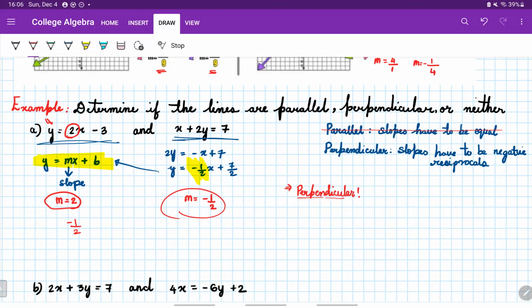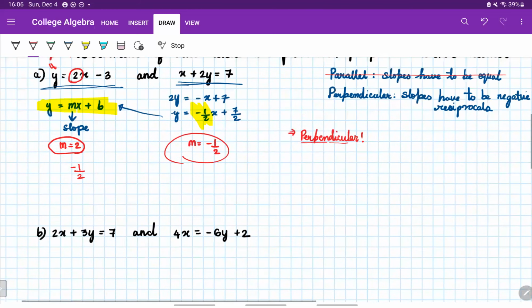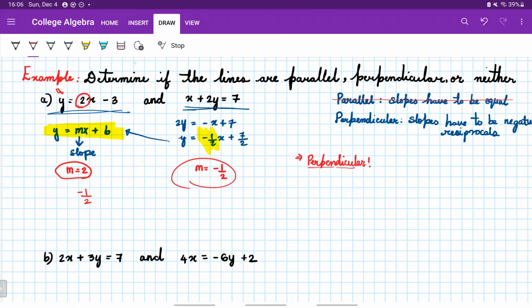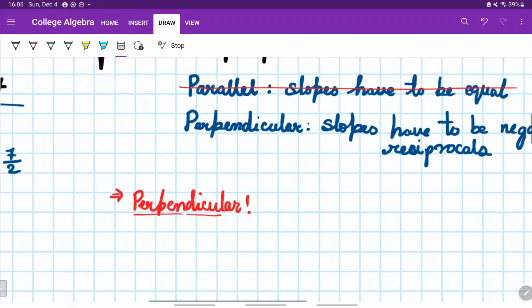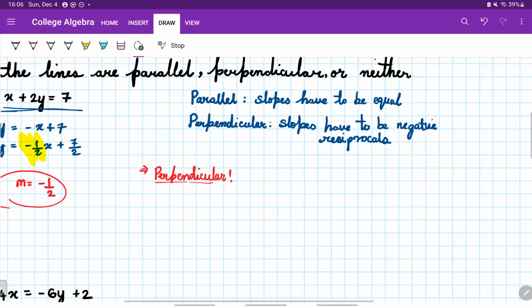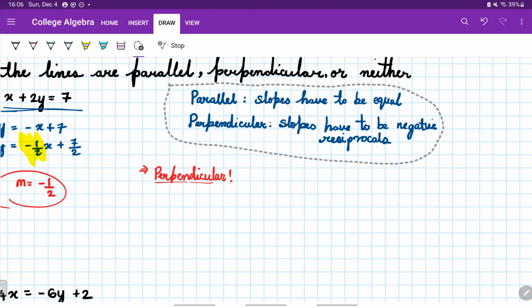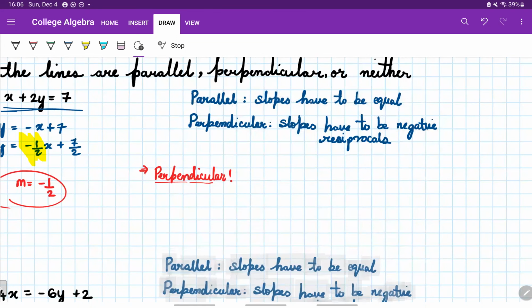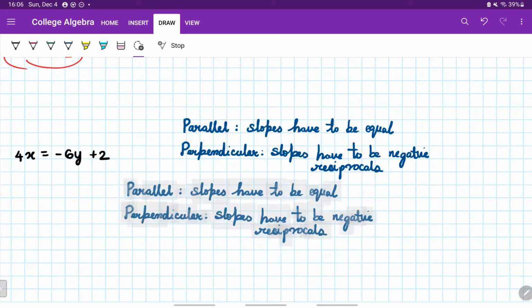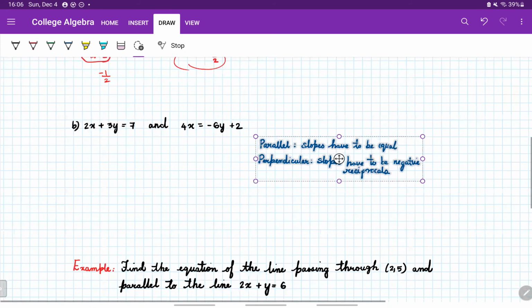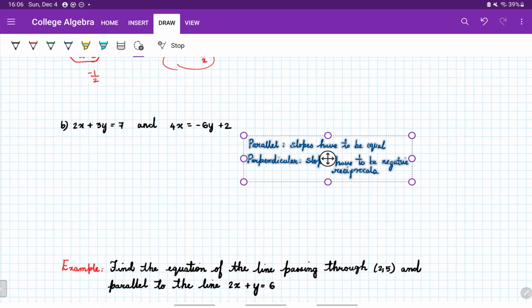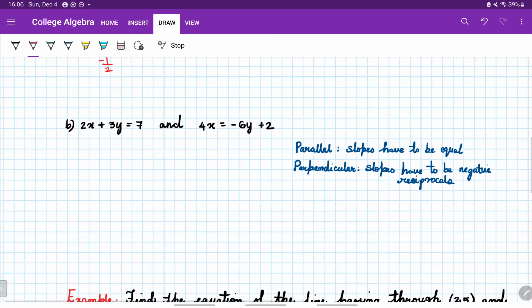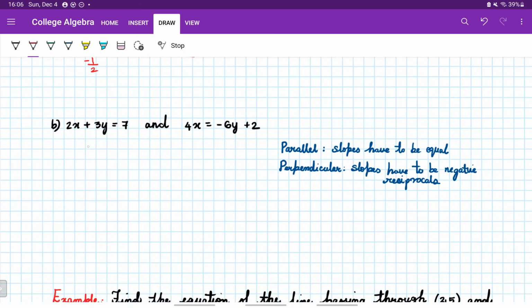Okay, let us do another problem. Again, we want to determine if the lines are parallel, perpendicular, or neither. Let me copy this down. Again, we know for parallel lines, the slopes have to be equal, and for perpendicular lines, the slopes have to be negative reciprocals. Again, we have our slope-intercept form as y equals mx plus b, where m is the slope.